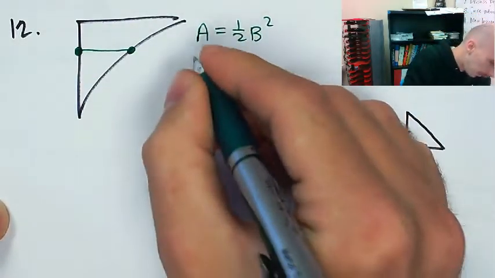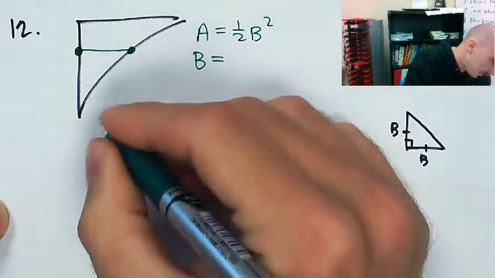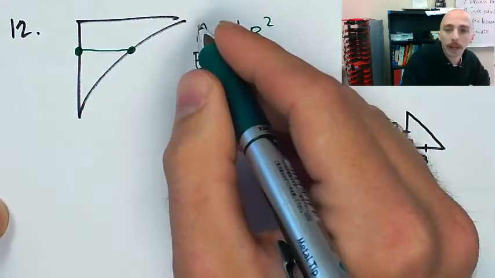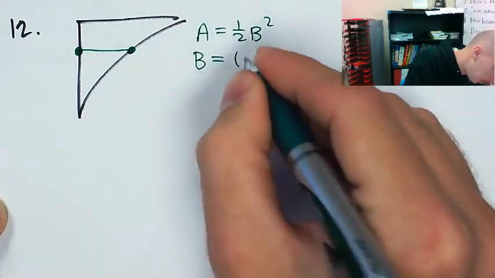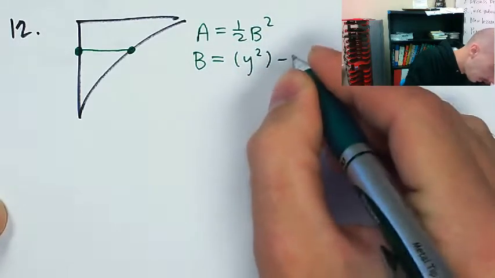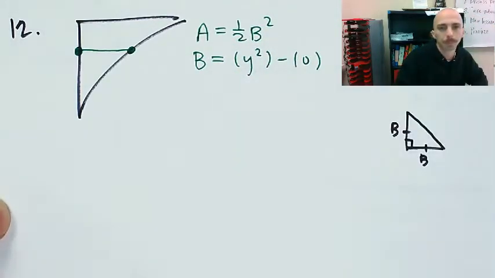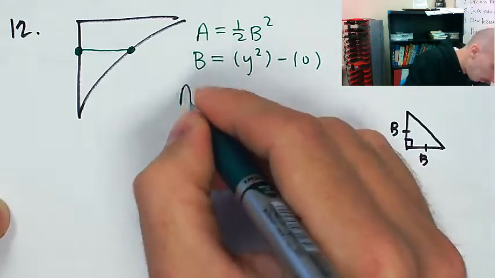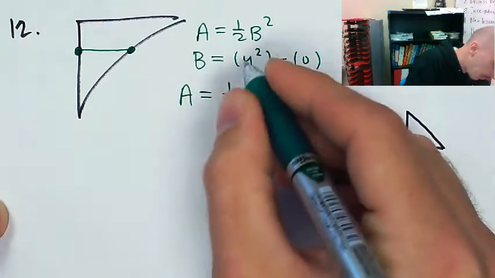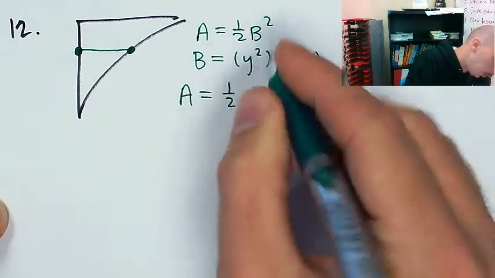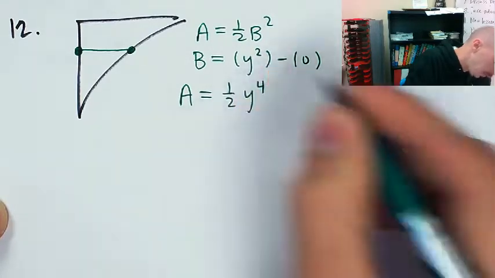And in this case, base is right minus left. So base is right, this is y equals square root x, so x equals y squared, minus x equals 0. And so my area formula is 1/2 of y squared squared. So that would be 1/2 of y to the 4th.